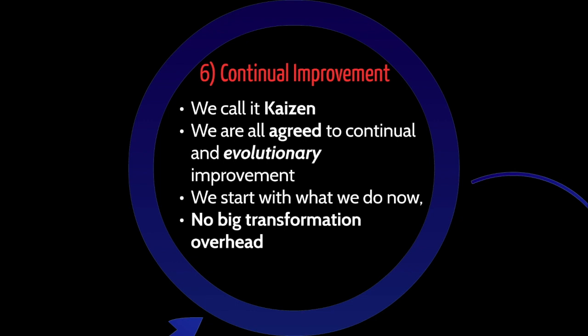So we're looking to make small, frequent changes from what we do now rather than do something which we call kaikaku or revolutionary change, which is a big change from what we're doing now to something completely different. That means that we can avoid the transformation overhead.